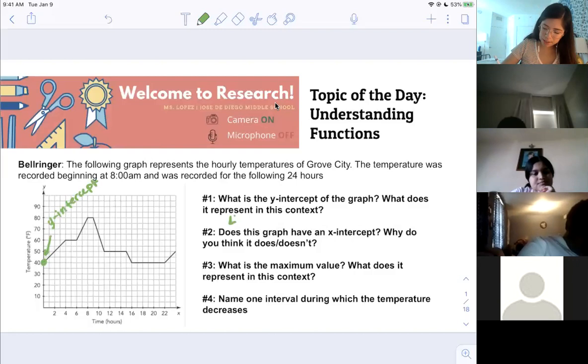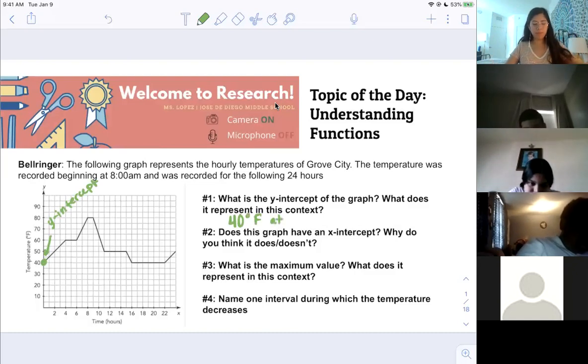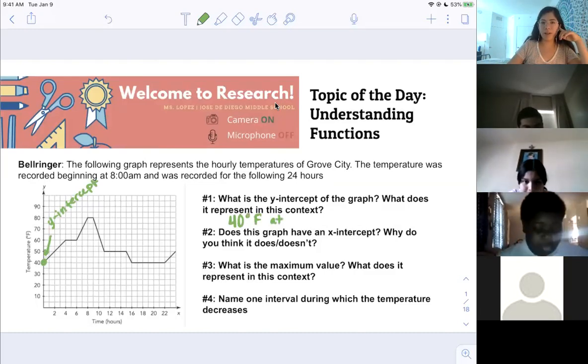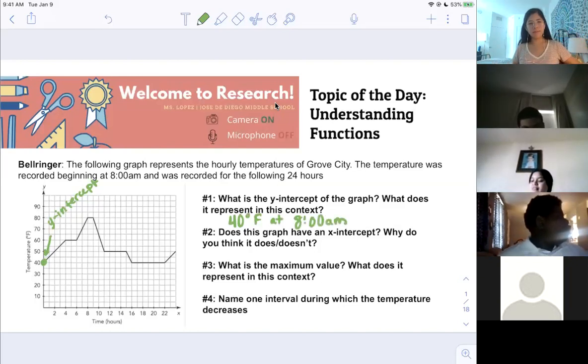And what does that represent in this context? So what does that 40 mean? Degrees. 40 degrees. And when is it 40 degrees? At what time? 0 hours. So it's at the 0 hours, but that's an actual time. So reread the problem real quick. See if you can figure it out. 8 a.m. Yeah, 8 a.m. There you go. Because it starts measuring it at 8 a.m.